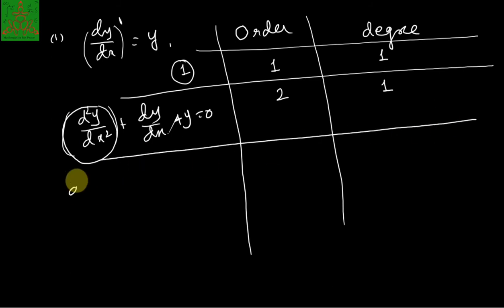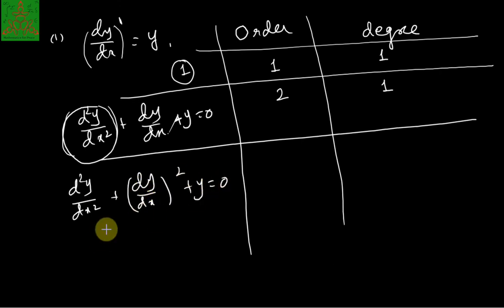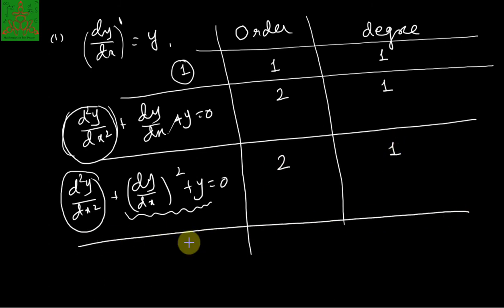The third one I may write down: d square y by dx square plus dy by dx whole square plus y equal to 0. Whatever the power of the lower order derivative is, it does not affect the order and degree. Order and degree only involve the highest order derivative and its power. So the highest order derivative is 2, which means order is 2 and the degree is 1. Let's go for the next example.